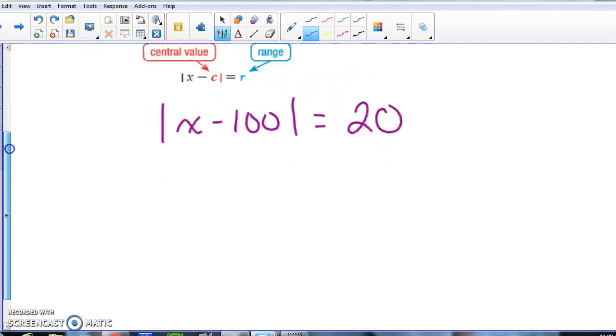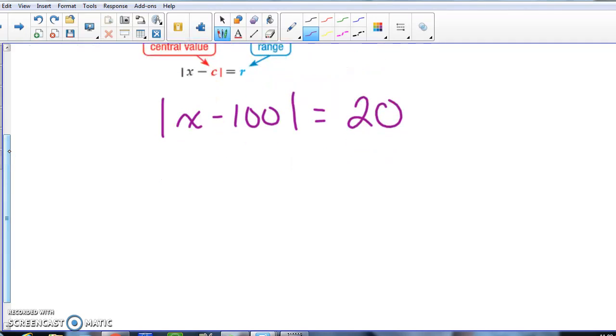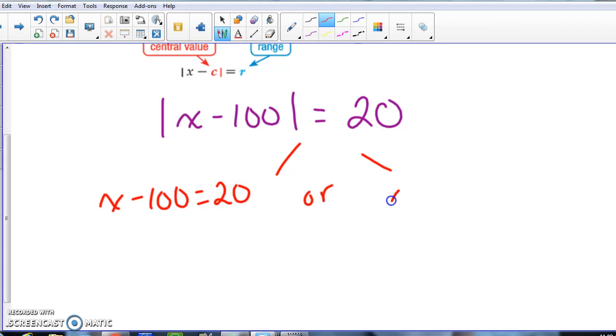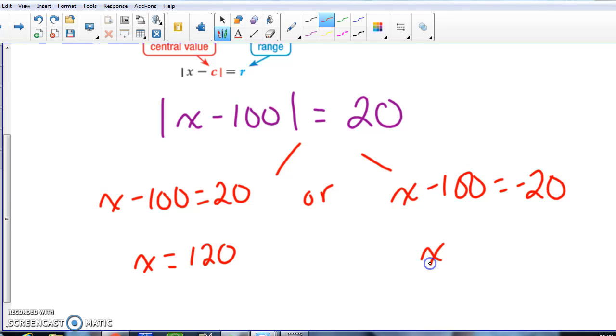If I look at this absolute value equation, it's already by itself, so I'm at the place where I can set up my 2 cases. Either x minus 100 is equal to positive 20, or x minus 100 is equal to negative 20. Both of these should be a very quick and easy solve for us. Either x is 120 or x is 80.